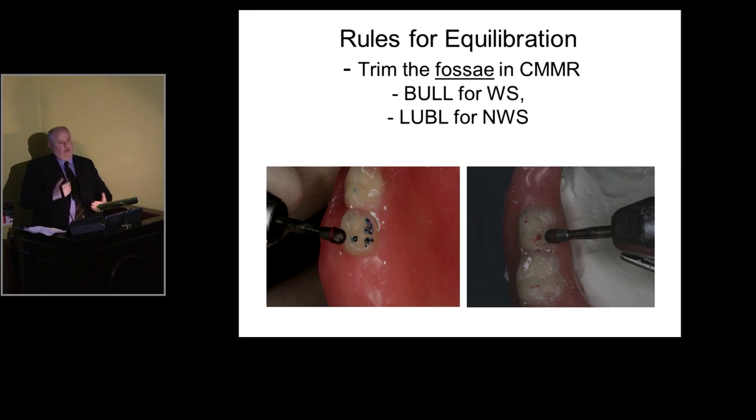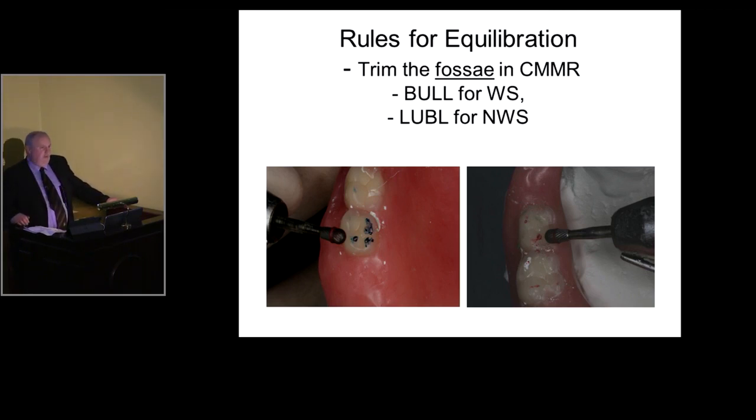You've heard of the Bull rule, you've heard of the Lubbock rule. Bull rule, buccal upper, lingual lower. When you're doing eccentric, working side, you use the Bull rule. You equilibrate the buccal of the upper and the lingual of the lower. And if it's a non-working side discrepancy, you use the Lubbock rule, lingual upper, buccal lower.